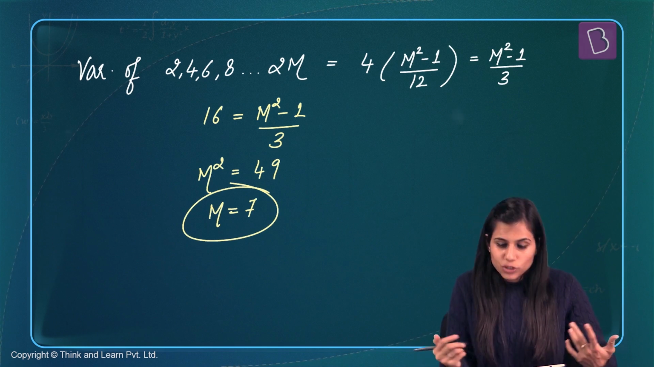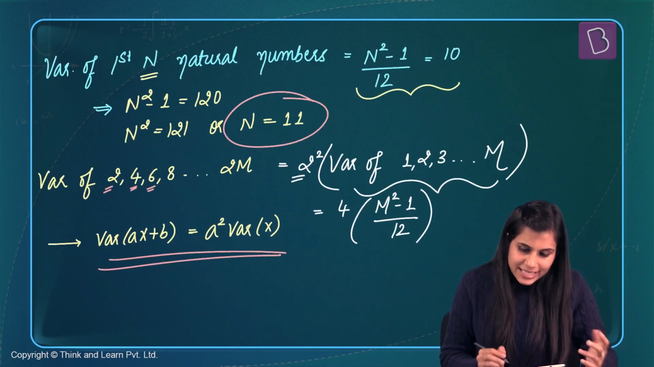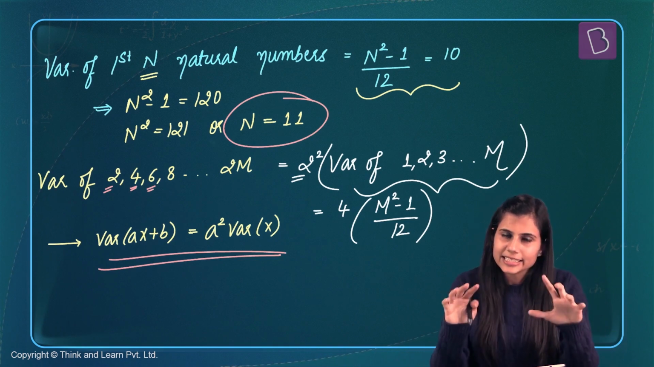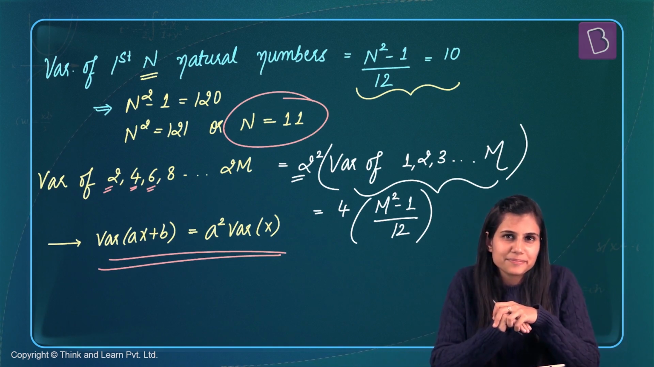You have m as 7, you have n as 11. That means m plus n that we had to find is going to be 11 plus 7, that is 18, and 18 is your very answer.